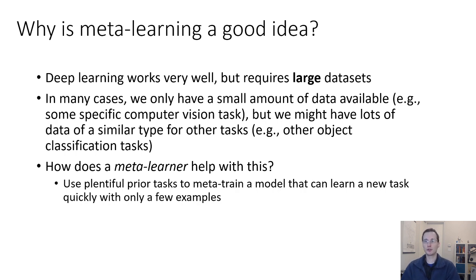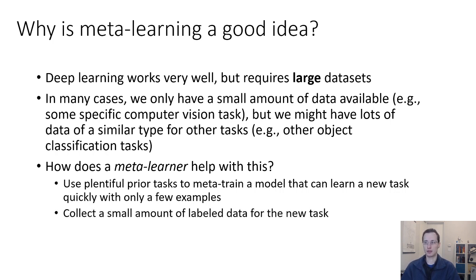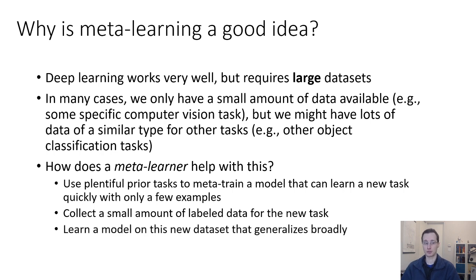So how does meta-learning help with this? Well, meta-learning uses plentiful prior tasks to meta-train a model that can learn a new task quickly with only a few examples. This means that you only need to collect a small amount of labeled data for the new task, and then use your meta-learned model to quickly adapt to this task and solve it.